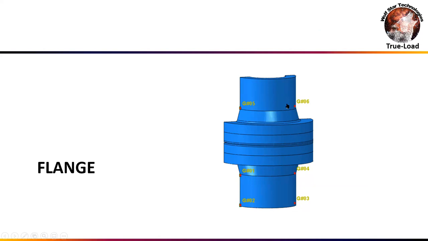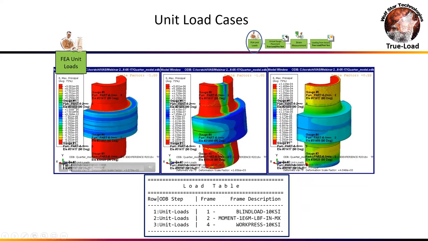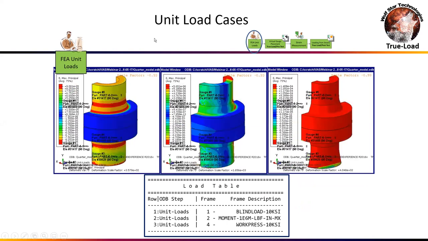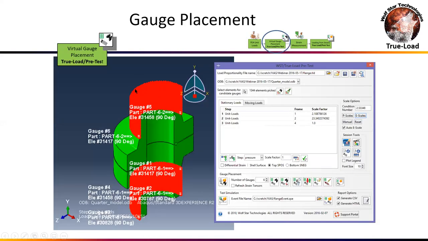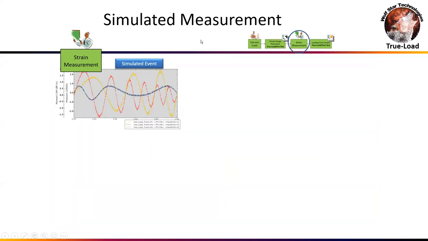And we'll do a similar exercise on this flange. This is another flange here. In this case, we've got three unit loads: a blind load, a moment, and a pressure load. Basically the TrueLoad software is identifying these six strain gauges here on the structure. And then similarly, this is just the mathematics showing how the math of the problem is working out.